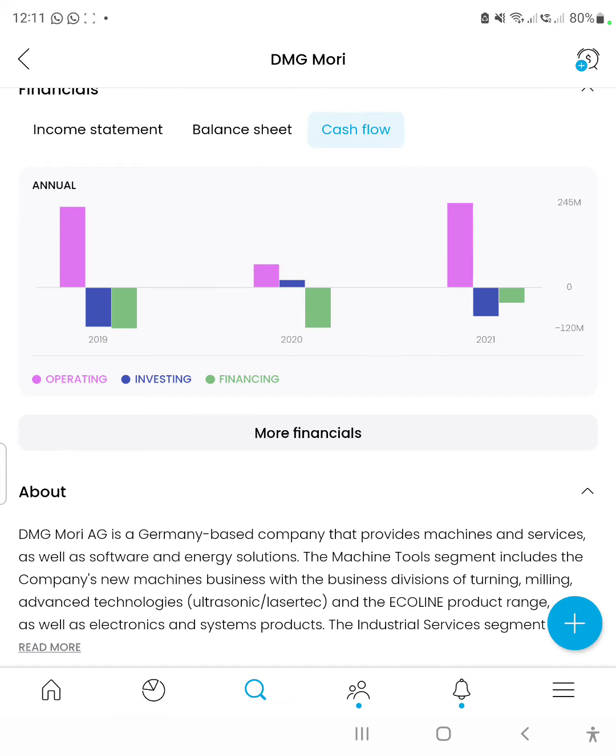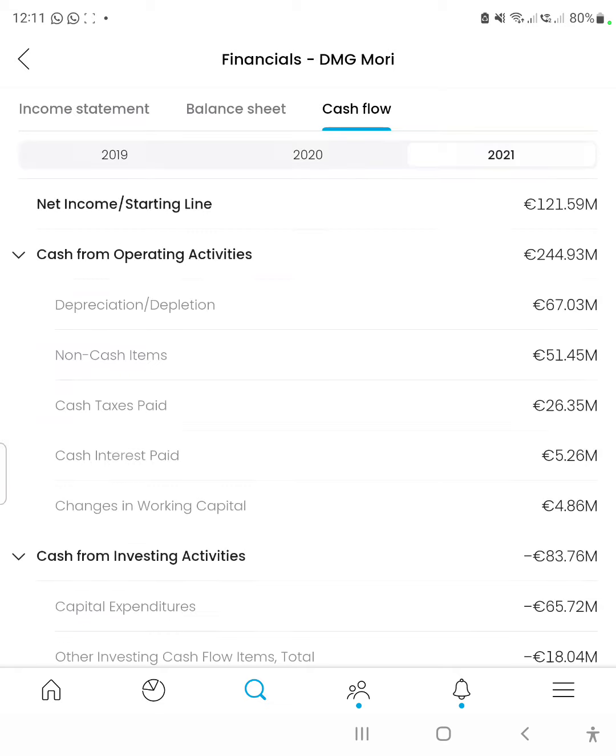Let's get into the cash flow statement, which is the last of the financial statements we're going to look at. And we're going to look into more detail at the cash flow statement. The starting line, which is 121 million euros, is about 10% of its market cap, which is really good. In the 2021 financial year, the cash flow from operating activities, which is the cash generated from day-to-day operations, was 244 million euros, which is really good.